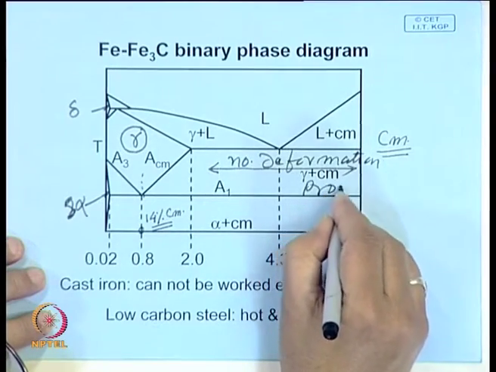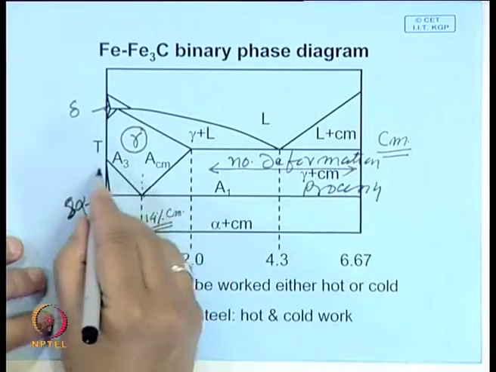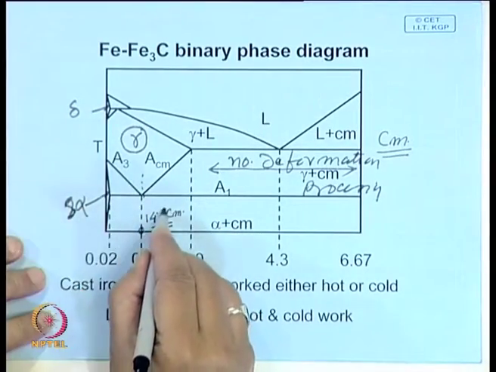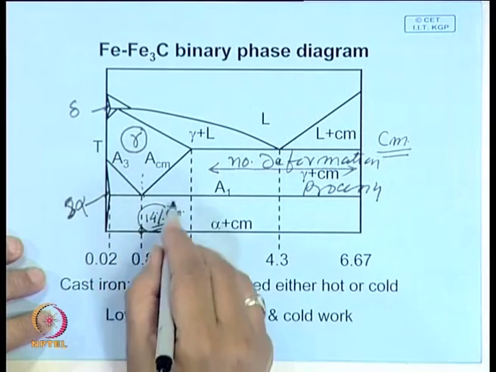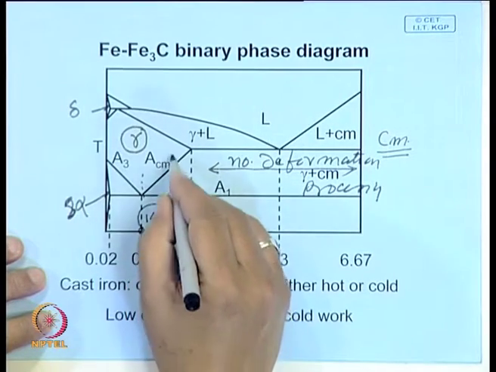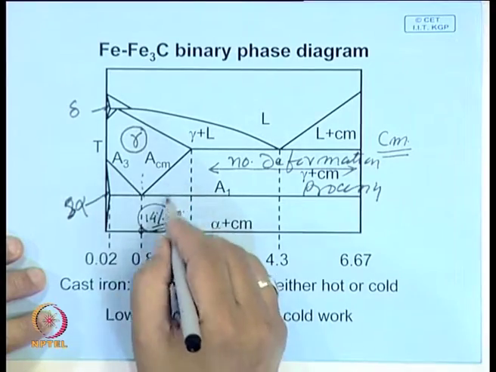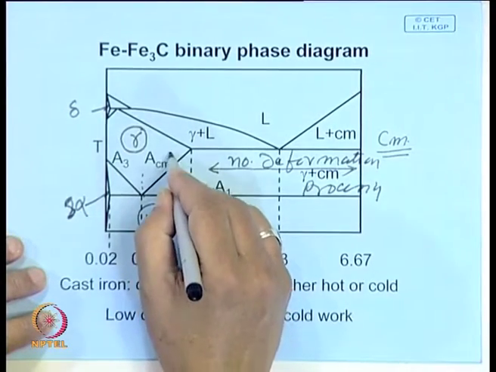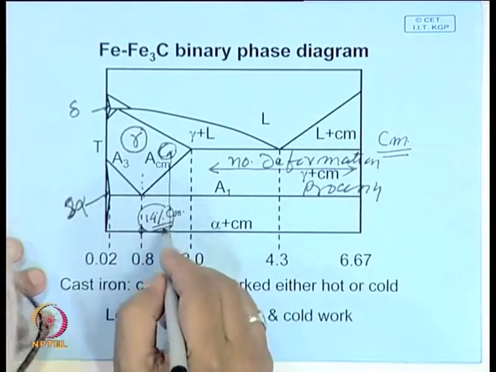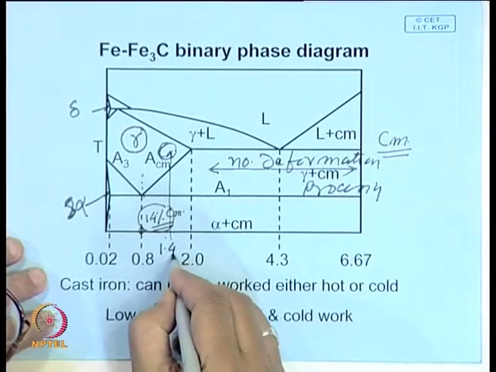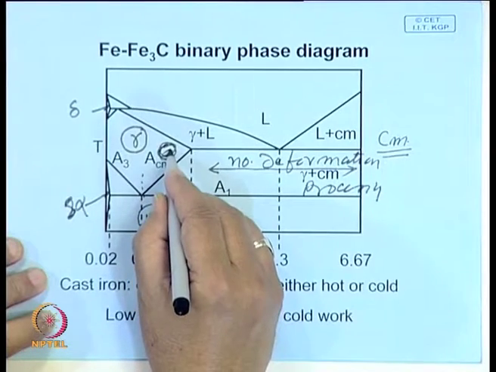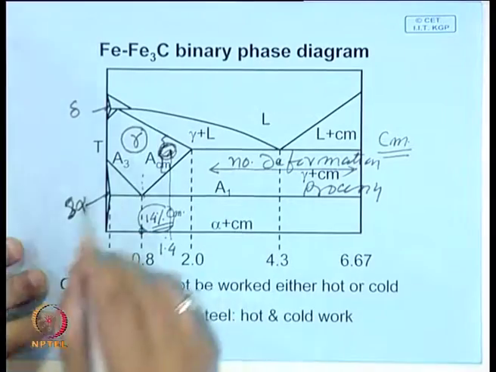Here no deformation processing, but this area they can be given deformation processing. But when the amount of cementite increases, if you want to deform a high carbon steel, cold working at room temperature will be difficult, but if you go to this region, heat it to the austenitic region, here it can be forged. So tool steel, high carbon steel something like 1.4%, if you want to give it a shape, you may have to go to this temperature, and this is your working range.